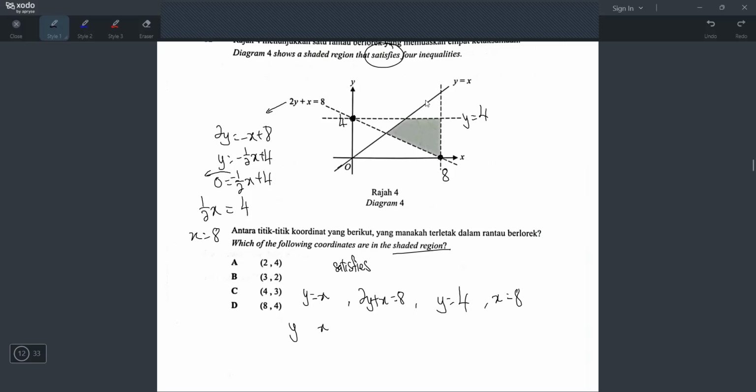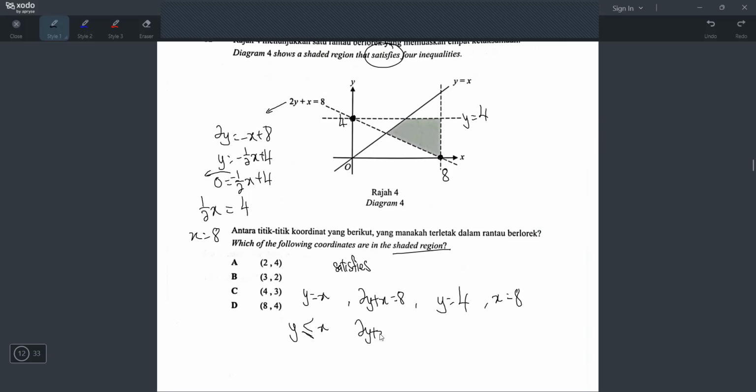So you can look at this line. The kawasan lorek is below the line. So below means smaller. But you have to put the line like this because the line they use here is a solid line. This is what we call a solid line, all right? It means if it's a solid line, you have to put the line down here, right?